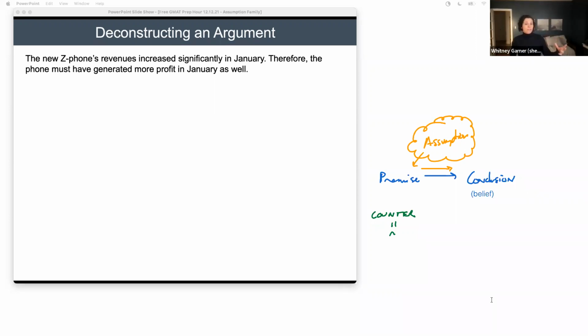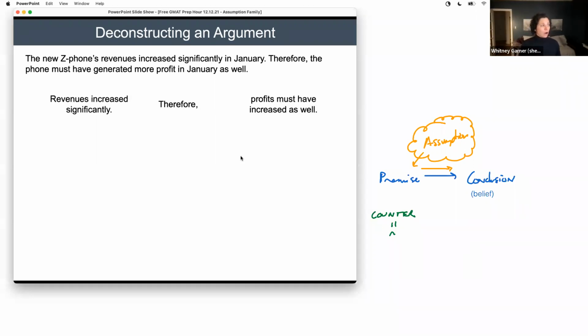So the Z phone's revenues increased in January. So fact. Therefore, good signal word for conclusion. Therefore, the phone must have generated, right? Not the phone did generate. The phone must have generated, meaning we're believing that this is the case, that the phone must have generated more profit during that window as well. So if we start to map it out, revenues increased, therefore profits clearly must have increased. How could they not have increased?